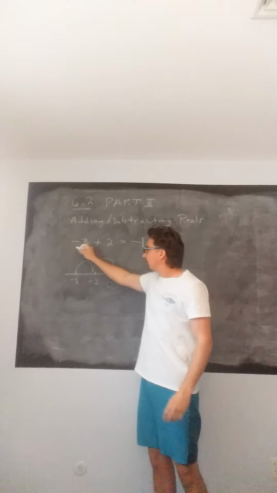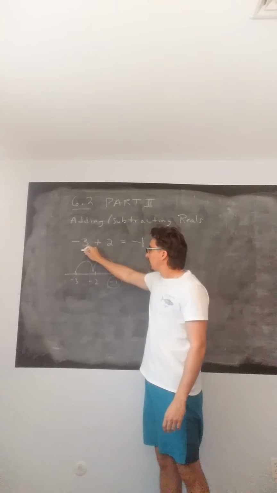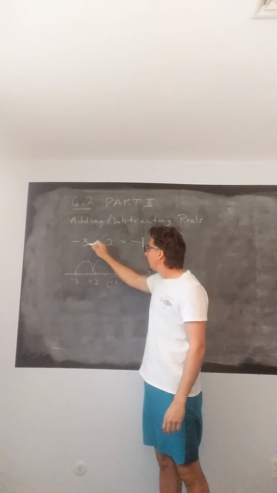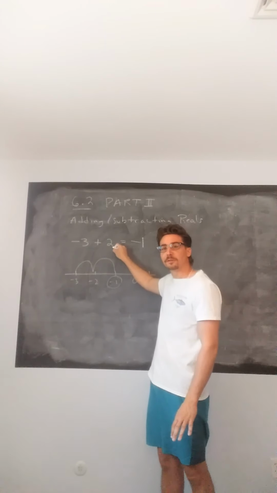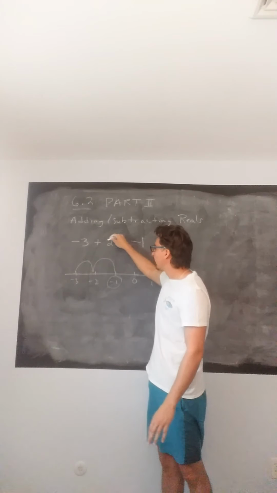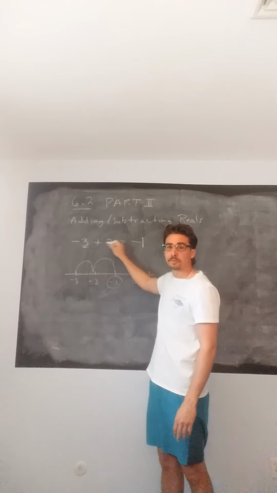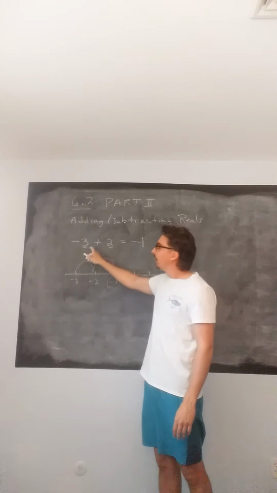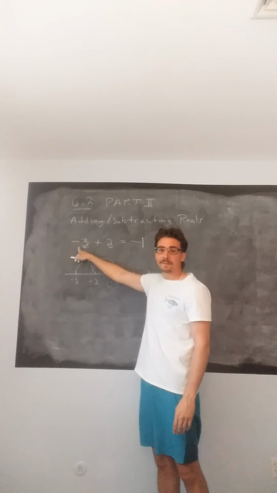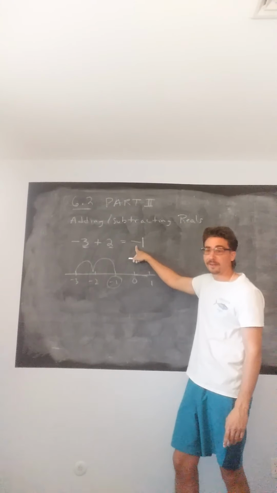The rule says this, and this is also in your book, so I'm not going to write this out. It's in your lecture notes. If you have a negative number and you're adding a positive number to it, essentially what you're doing is subtracting the smaller number from the bigger. So 3 is bigger than 2, so 3 minus 2 is 1. And you keep the sign of the bigger number. So the bigger number here is 3. So 3 holds a minus, so that's why your answer is going to have a minus.